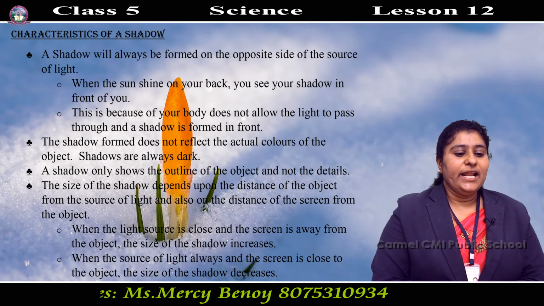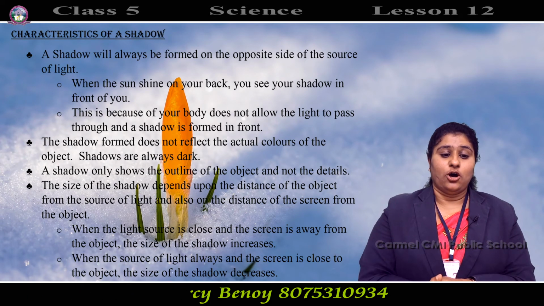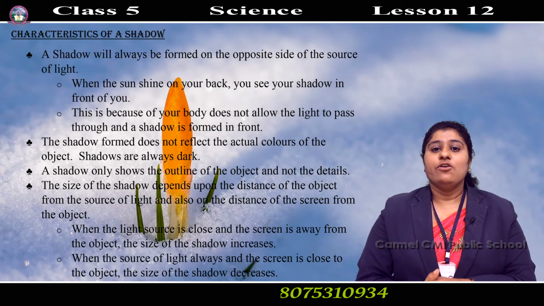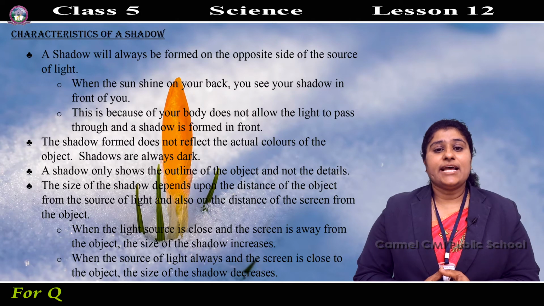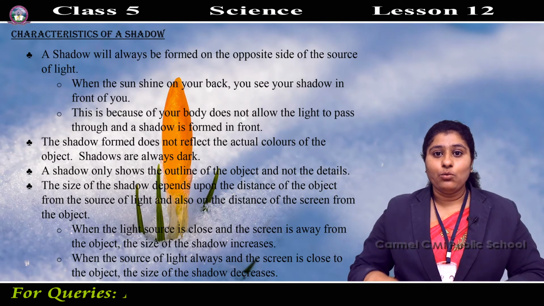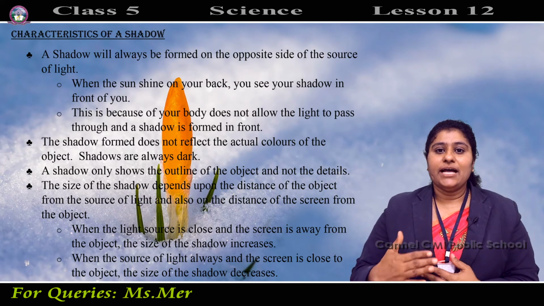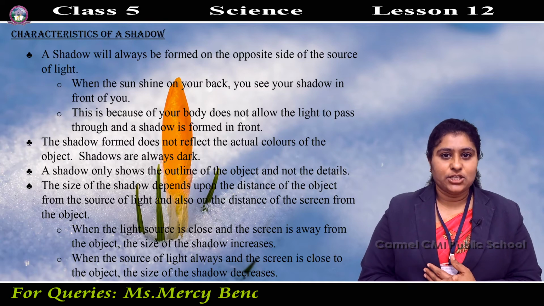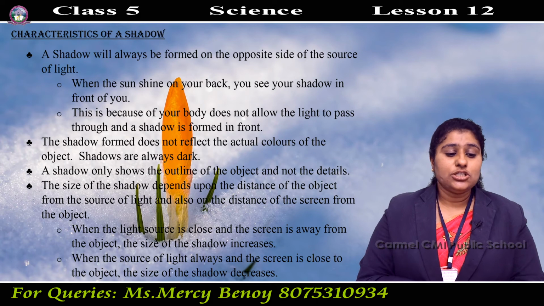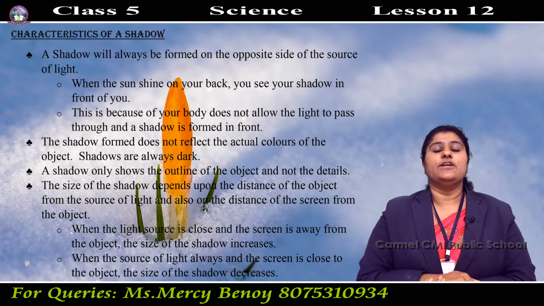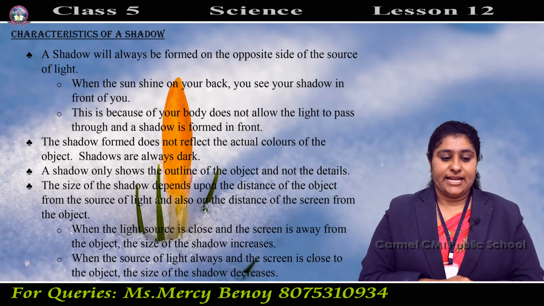A shadow only shows the outline of the object and not the details. Okay, we can see only the outline. If you are standing in front of the sunlight, you can see only your outline, not the other parts. You cannot see the other parts. So the shadow only shows the outline of the object and not the details.